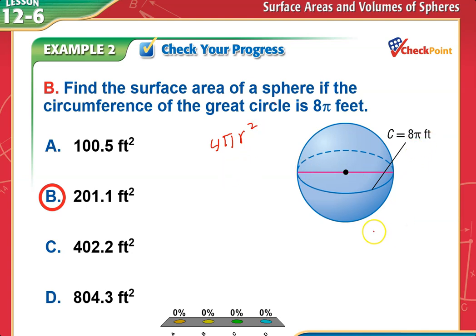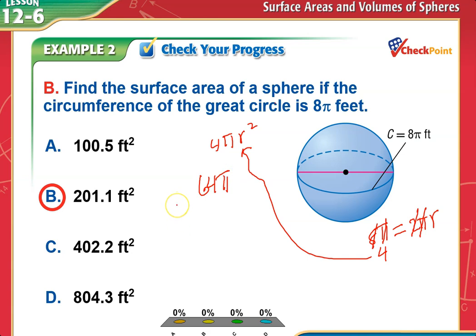We know the circumference is 8 pi, but we also know that circumference is 2 pi r. I'm going to divide both sides by 2 pi, and that gives me my r is 4. So I'm going to take r is 4 and stick it in here, and 4 squared is 16, times 4 gives me 64 pi. If we take 64 and we multiply by pi, we get an answer of 201.06, which does round to 201.1.